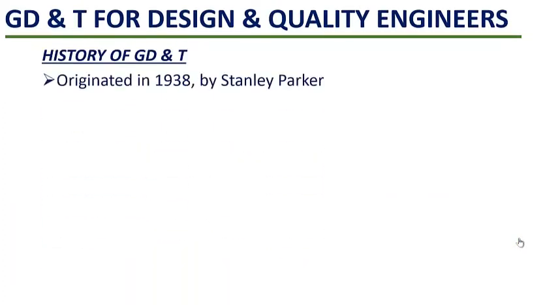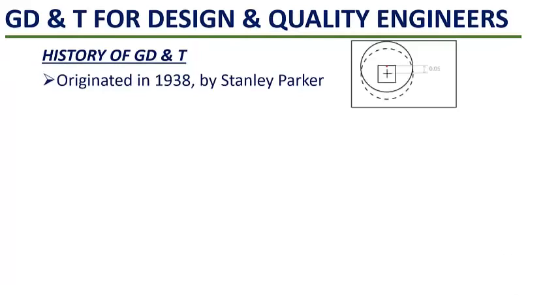History of GD&T. The history takes us to the year 1938, to an engineer called Stanley Parker. When he was working in Great Britain, he found that parts were rejected when inspected using the traditional tolerances. However, he found that many parts were functionally fit, but technically out of specification tolerance, so they had been rejected. When he investigated further, he determined that the standard XY coordinate tolerance resulted in a square tolerance zone, like this.